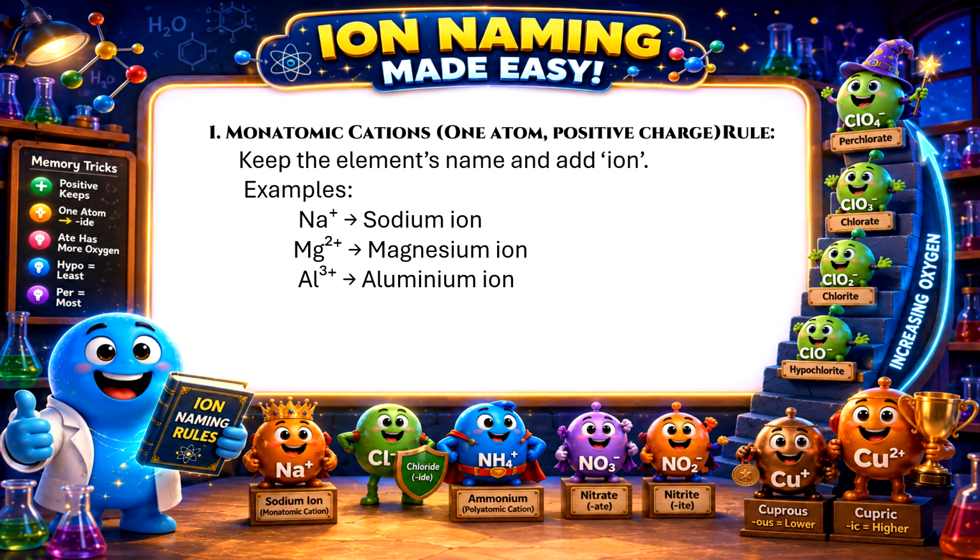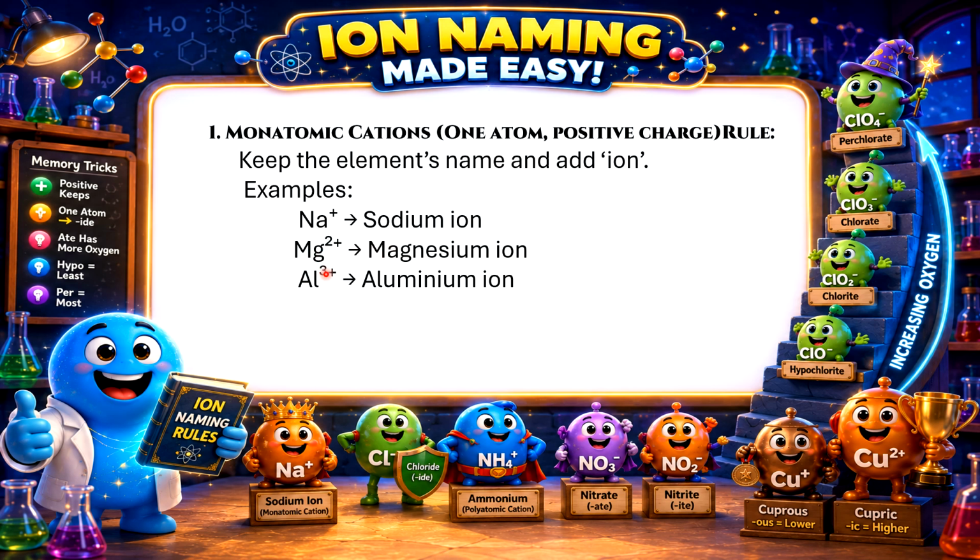Rule number 1. A monoatomic cation. A monoatomic cation is a positive ion made up of only one atom. The easiest rule in chemistry is this: keep the element's name and add ion. For example, in the case of sodium, when it becomes a cation, we write the metal name, that is sodium, and we add the word ion. So it becomes sodium ion.